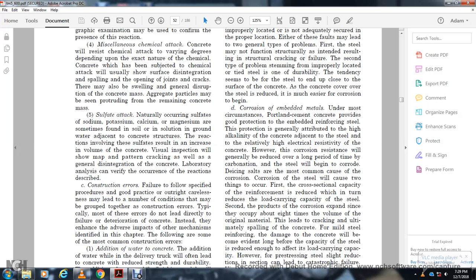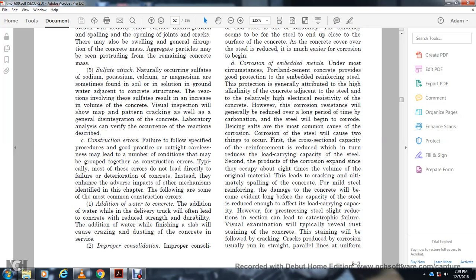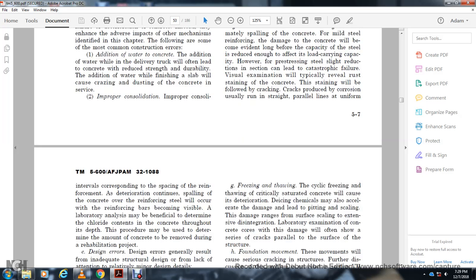The damage to the concrete will become evident long before the capacity of the steel is reduced enough to affect load carrying capacity. However, for prestressing steel, reductions in the section can lead to catastrophic failure. Visual examination will typically reveal rust staining of the concrete. The staining will be followed by cracks produced by the corrosion, usually running in straight parallel lines at uniform intervals corresponding with the spacing of the reinforcement. Deterioration continues with spalling of the concrete over the reinforcing steel, and the reinforcing becomes visible.